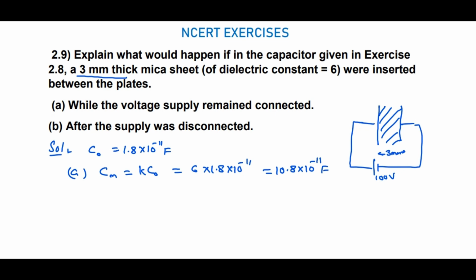And what will happen to the charge? The charge in the case of medium is equal to K times the charge in free space. That is 6 into, and the Q naught was 1.8 into 10 power minus 9. This value again becomes 10.8 into 10 power minus 9 coulomb.